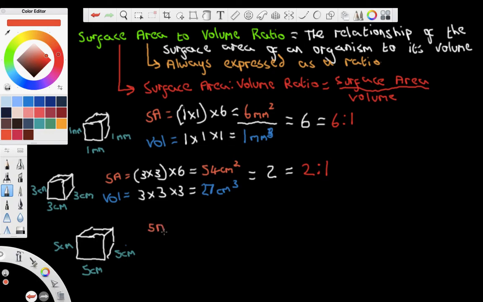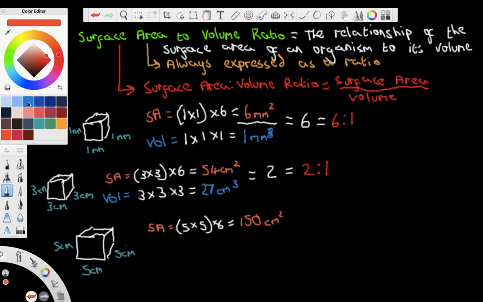Okay, so you should have paused the video at that point, and you should have first of all worked out our surface area. Our surface area would be 5 times 5, times 6. I keep saying "to the power of" because I like to think I'm fancy with maths when I'm not. So 5 times 5 times 6 would give us a surface area of 150 centimetres squared.